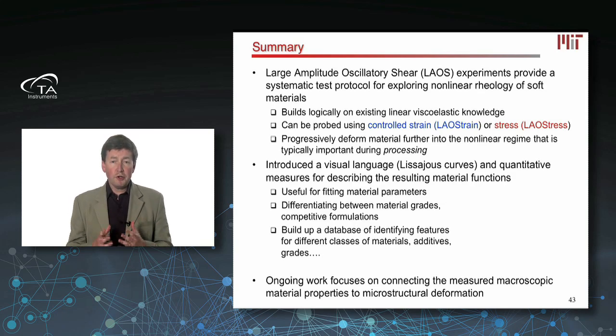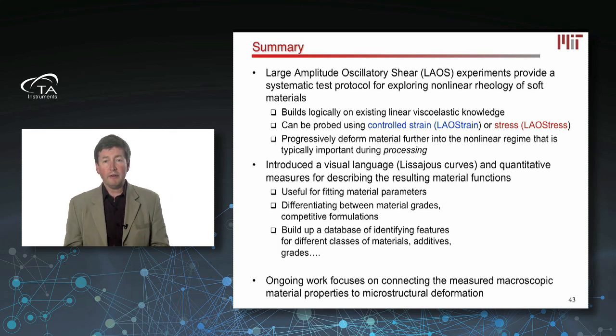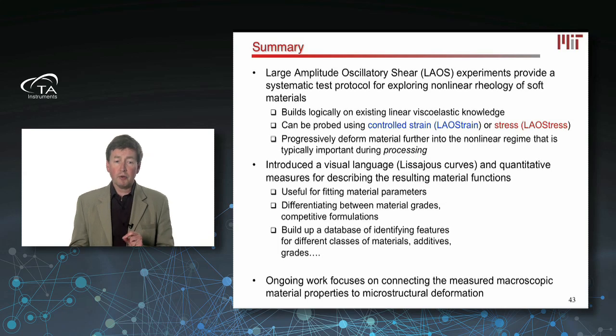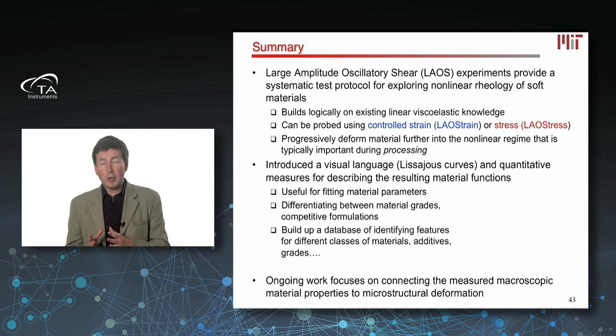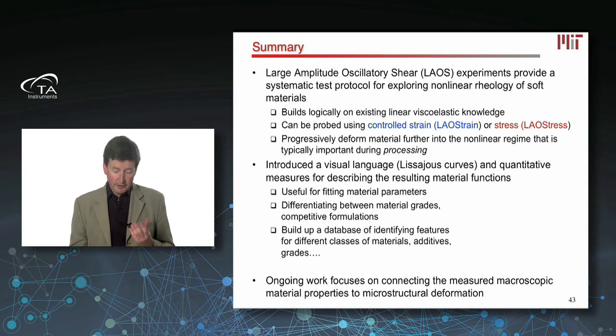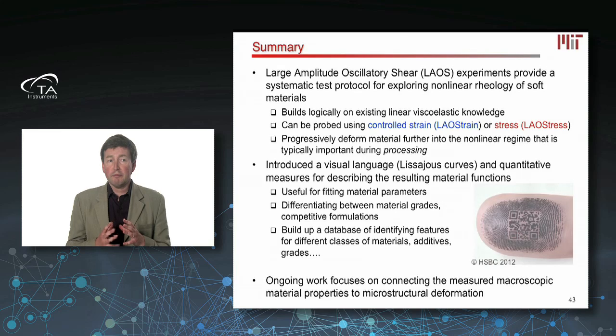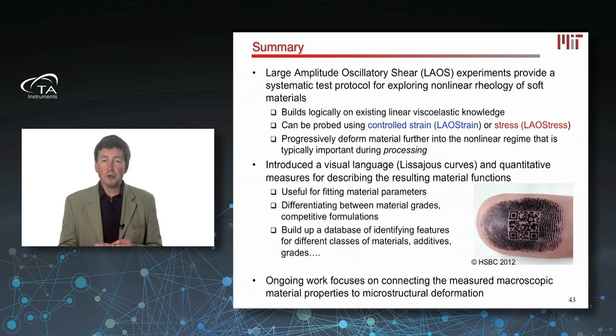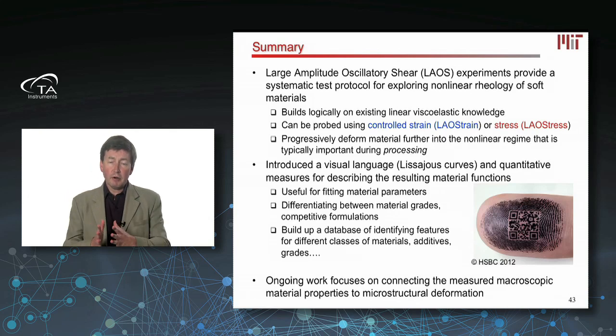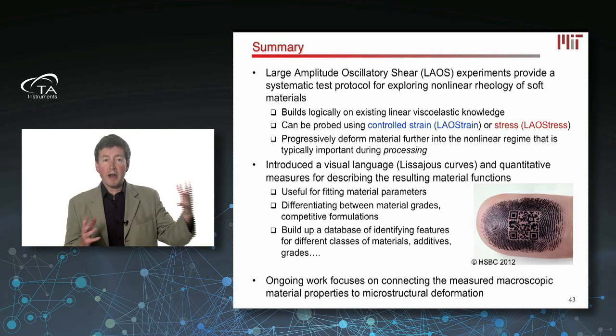I've tried to introduce to you a visual language, a way of doing this by thinking about Lissajous curves. They're very visual. They're very easy to explain to colleagues and co-workers when the material is linear and when it's nonlinear. But if you really then want to, say, differentiate between maybe one formulation and a competitor's formulation, or between one grade of polymer and another grade of polymer, you really need to distill it down into some quantitative information. And that's where these Chebyshev coefficients, or these nonlinear moduli, are a useful way of saying this material is linear to a certain strain, this other material is more nonlinear or less nonlinear.